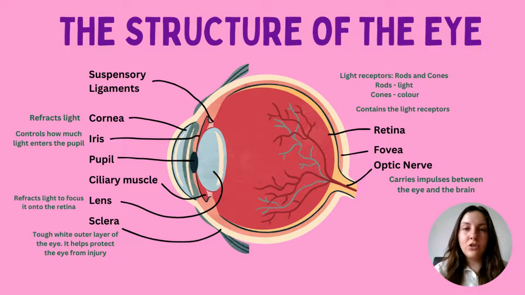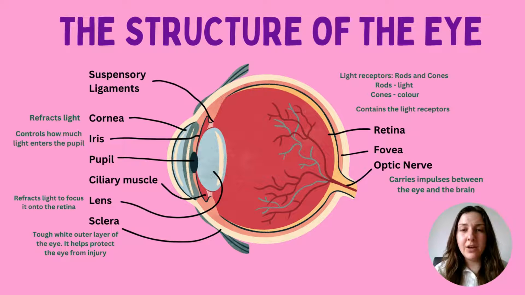And we have a very tough structure, which is the white part of our eye, called the sclera. This particular structure is really important in protecting the eye. It's a very tough white structure, and it helps maintain the health of the eye. And often when you go to get your eyes checked at the opticians, they will check the health of the sclera as well to see if there's any damage there, because obviously that could indicate an issue.